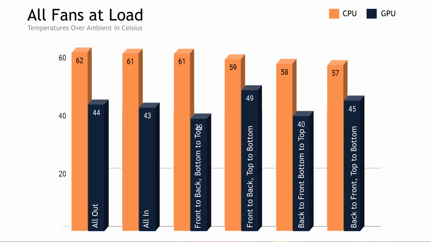In my book, the clear winner here is the configuration that moves air from front to back and bottom to top. Each of those temperatures is only 1 degree above the lowest temperature of all tests, which makes a lot of sense because moving the air to the top of the case and out only helps with the hot air naturally wanting to move to the top.